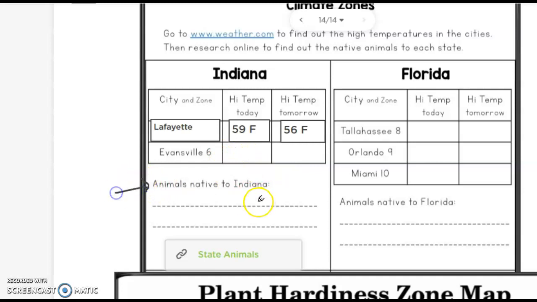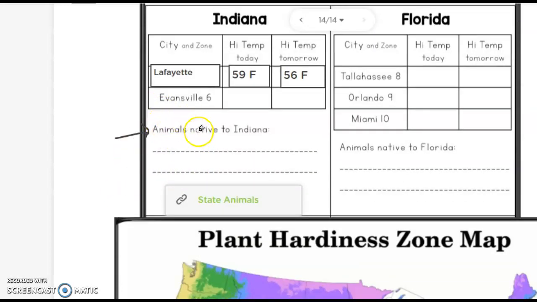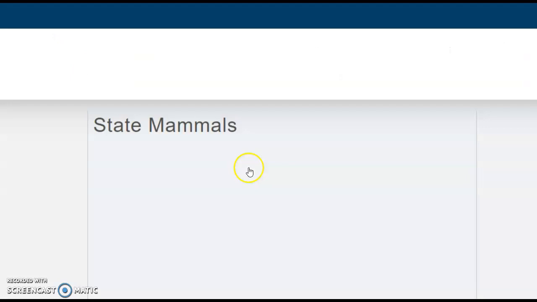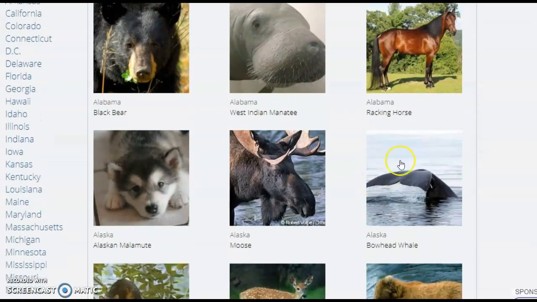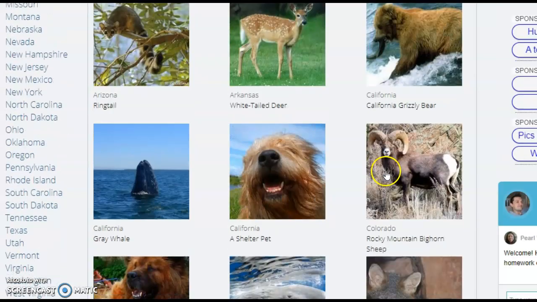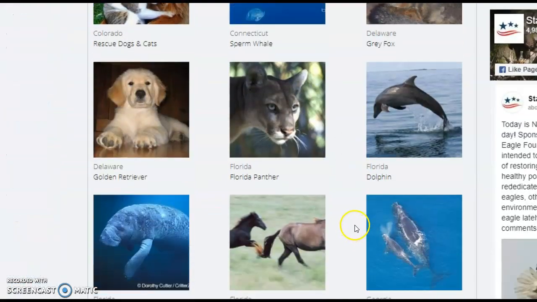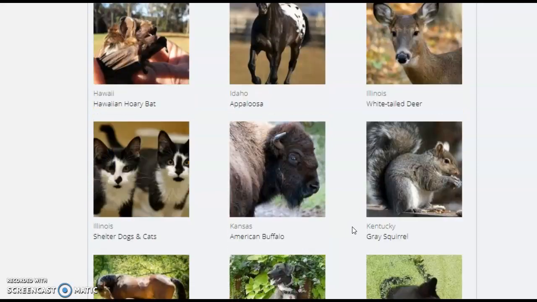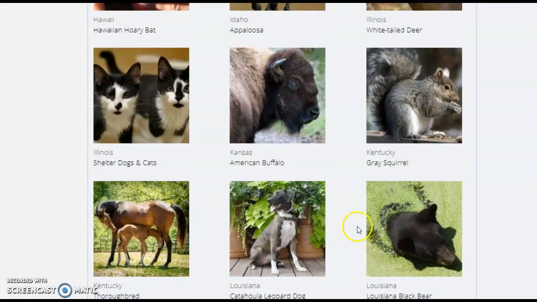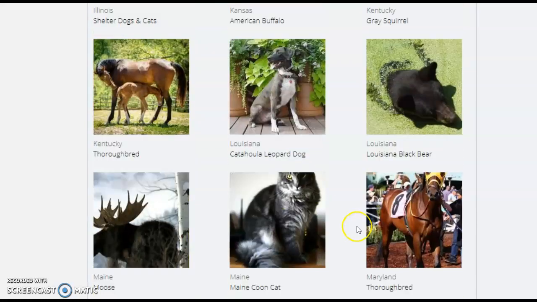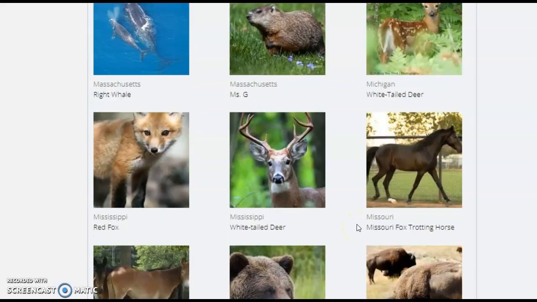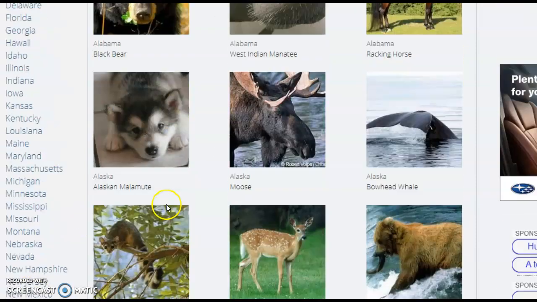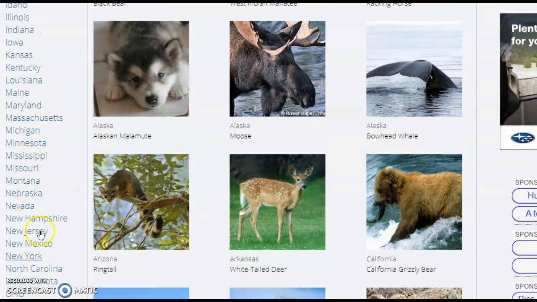Below that, you're looking for animals native to Indiana. So if you click on this link, it'll give you the state animals. I want you to figure out what is Indiana's state animal. It is in alphabetical order, so you'll have to find Indiana and then tell me what our state animal is. And you can also search for it on the side.